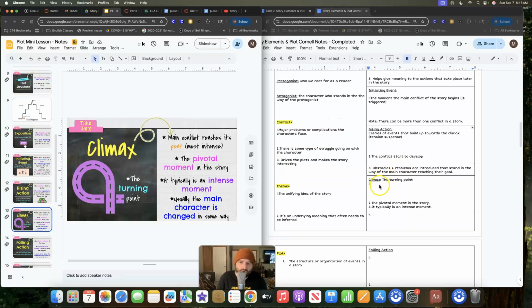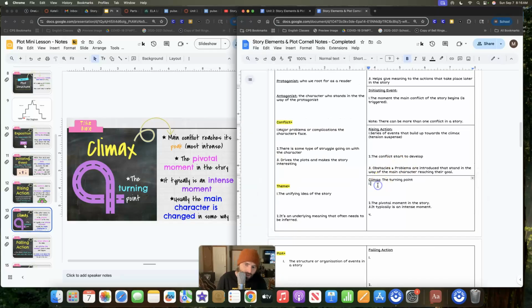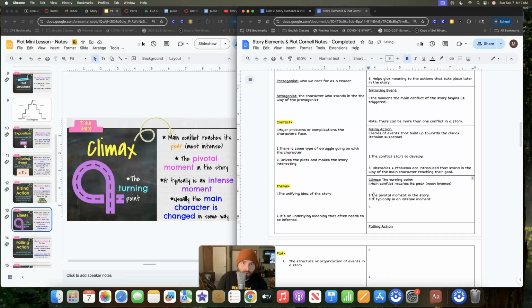climax, right? This is easy but also tricky for other people. It's known as a turning point. It's got a lot of different terms. The main thing I want you to take away is main conflict reaches its peak, most intense. Usually the conflict ends here because it's so intense. If you're in a superhero movie or a horror movie, this is when the killer in the horror movie is introduced, or the heroine of the horror story is introduced to the killer. Or vice versa, the superhero movie, the superheroes are fighting one another.